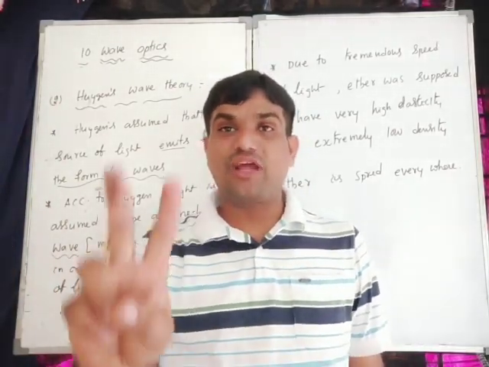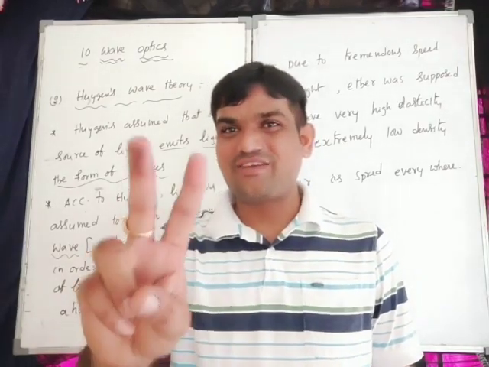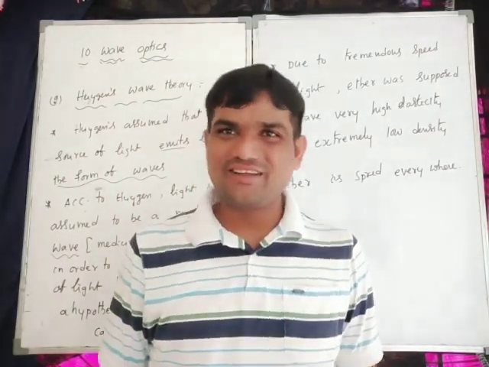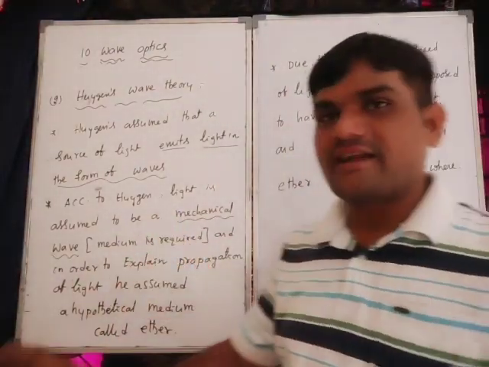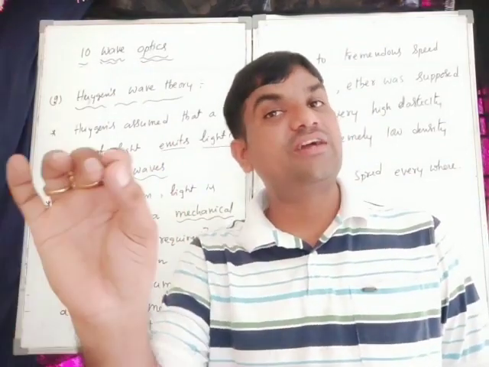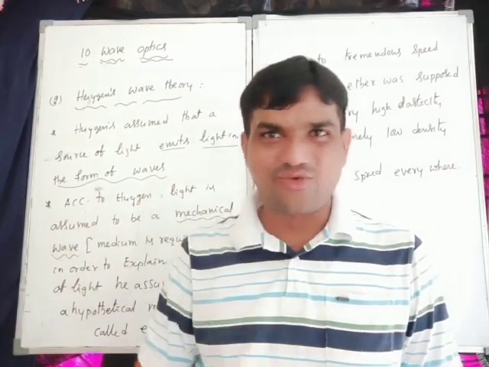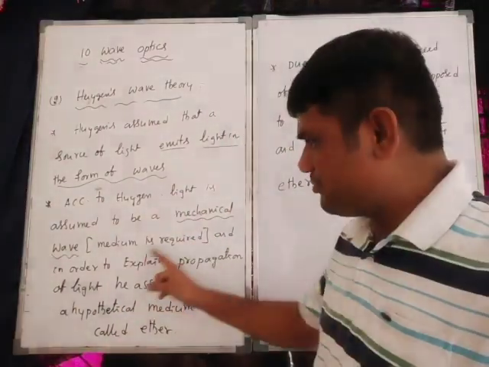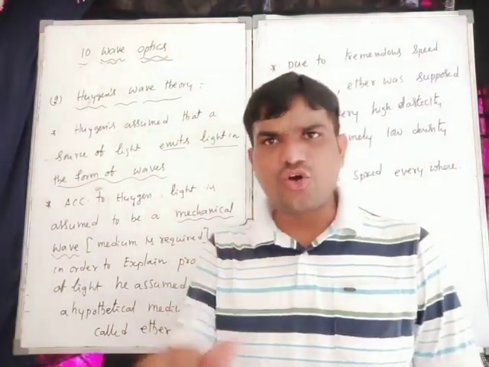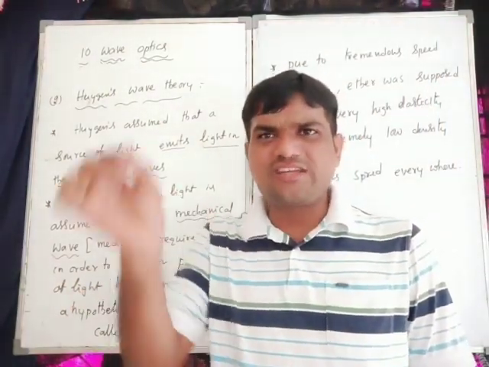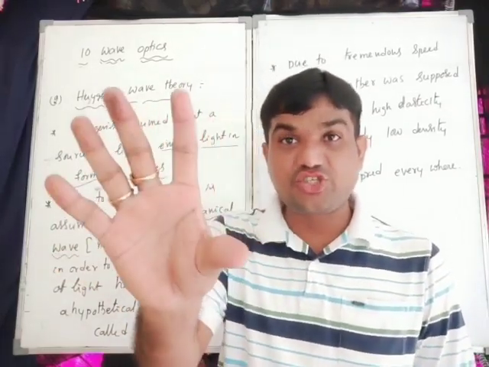In mechanical waves, there are two types: longitudinal and transverse waves. So he assumed that these are mechanical longitudinal waves. Mechanical wave means a medium is compulsorily required. Correct? Mechanical wave means a medium is required. So for that purpose, which medium did he assume?